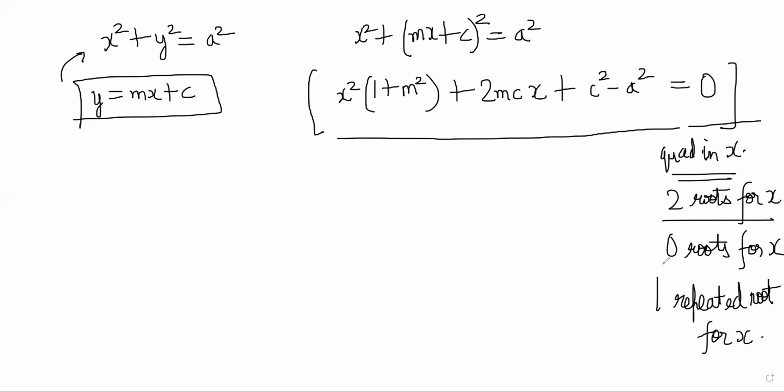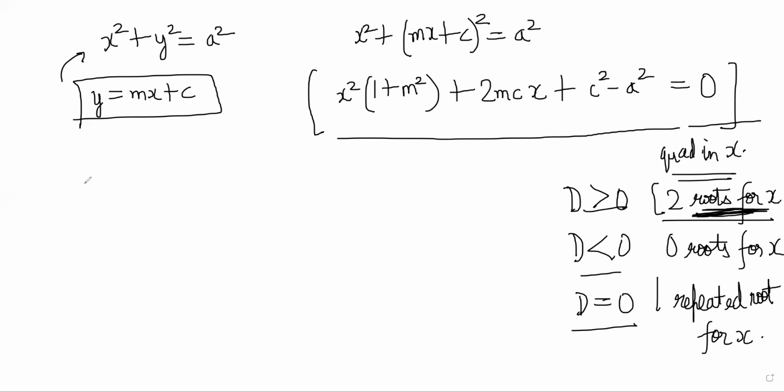right? Depending on whether the discriminant is greater than 0, less than 0, or equal to 0. So what we will say is that the line will cut the circle two times. If there are two distinct roots of x, then obviously the situation is something like this, where one x is here and one x is here, right?